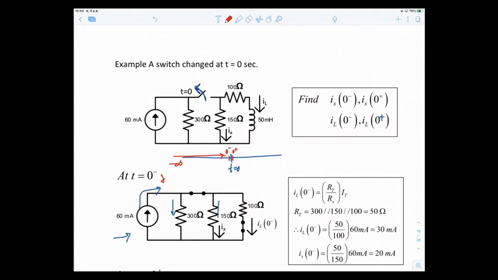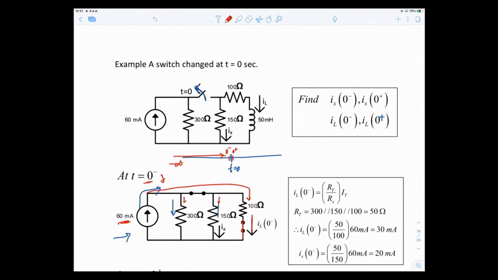If the circuit has been connected like this for a long time, up till t equal to 0 minus, and this is DC, you would have only DC values, a constant value of current going through all of these branches. So the rule for an inductor is: if you have a constant current going through an inductor, it behaves like a short circuit. That's why you draw your inductor like a short circuit like this.